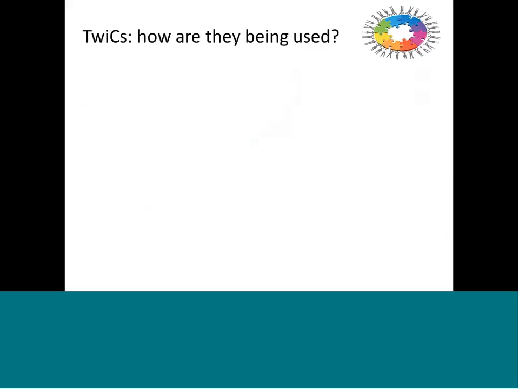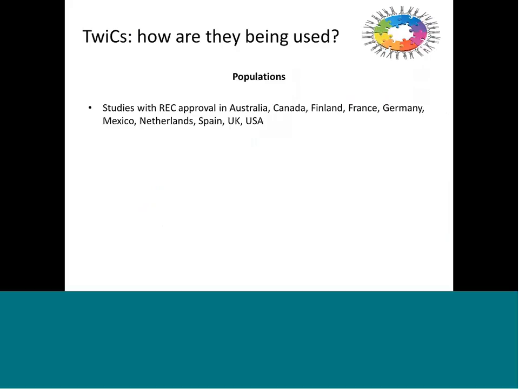Let's move on. So how are trials within cohorts being used? They're being used in 10 different countries now. Studies using the TwiC design have got ethics board approval, and most of them are happening in Canada, the UK and the Netherlands at the moment. The cohorts being recruited are in a variety of settings. Some are in hospital settings, so we've seen 2 examples there, some are in primary care, and there's a couple that are population-based as well.